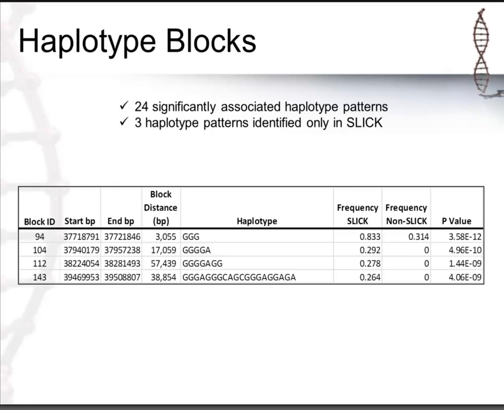But the ones that we found almost even more interesting were 3 different haplotype patterns that were associated, but in this particular case, they had no frequency. They were never present in these patterns in the non-slick animals. So these could be potentially diagnostic markers for the future.